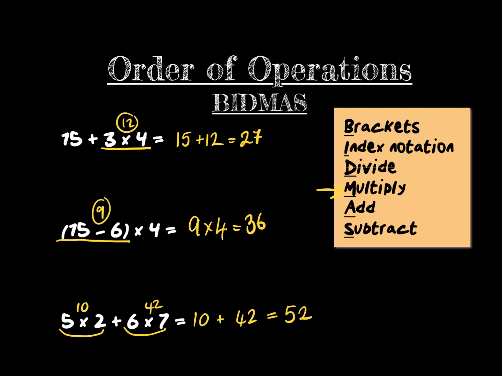So remember, when you're doing a sum with multiple operations, you need to follow the rule of BIDMAS. Do your brackets first, any powers come second, and then multiply and divide, and always last add and subtract.